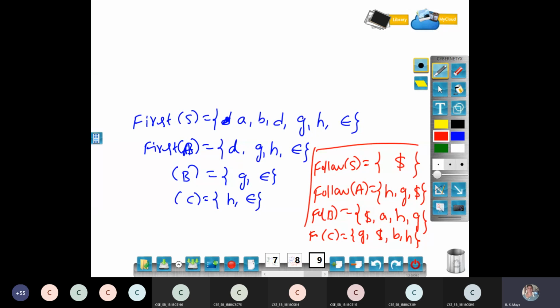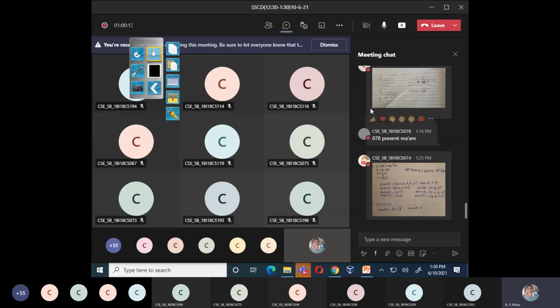Okay. I think I have done 16 to 17 problems on first and follow set. You have to maintain the same order for the problem. Tomorrow's class we are going to do the next step. The problem is still not over. We have to construct the predictive parsing table, then I can say whether the grammar is LL1 or not. For that, I have to continue in tomorrow's 8 o'clock class.